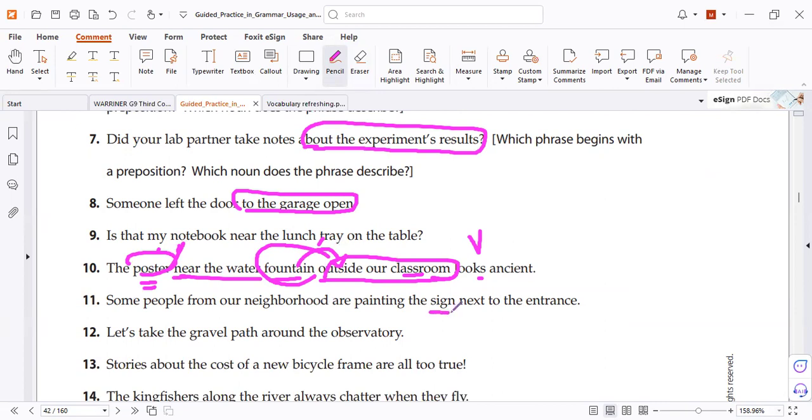Where is a sign next to? Some people from what? Where are they from? From our neighborhood. So that is a phrase. Look. Here. And that is a phrase. I stopped here because this is a verb. I stopped here because it's a full stop. That is the point. Feel it? Okay. Yes.